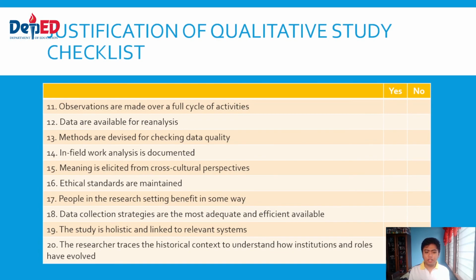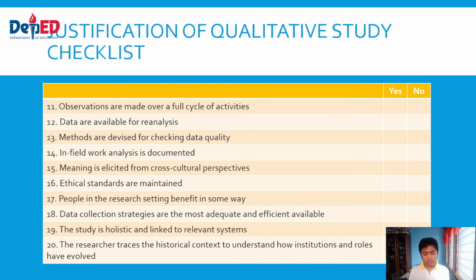Meaning is elicited from cross-cultural perspectives. These are your related literature. Ethical standards are maintained. Of course, this is very important. It is part of the methodology part under procedures. People in the research setting benefit in some way. This is part of your significance of the study. Okay? Data collection strategies are the most adequate and efficient available. Part of your data collection procedures and your procedure.